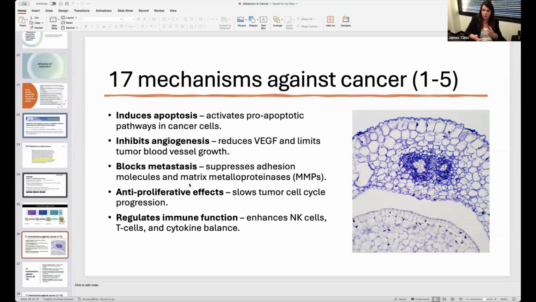Anti-proliferative effects, so it slows down the tumor growth, and it regulates the immune function. So we all want more NK cells, those natural killer cells, and T cells, these are your lymphocytes, right? Cytokine balance. So we don't want to be in a super inflammatory state. We want to be in a balanced inflammatory state. So you guys know one of the things that we track is CRP and acetate. You also can track IL-6, IL-8, things like that.